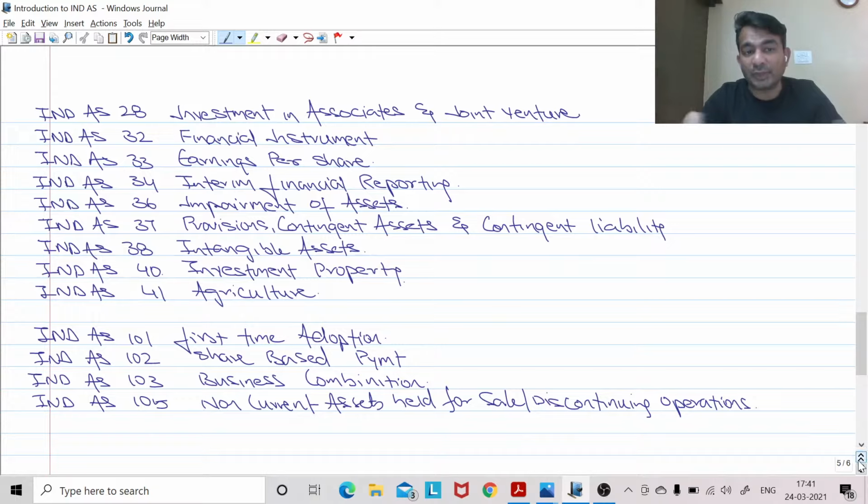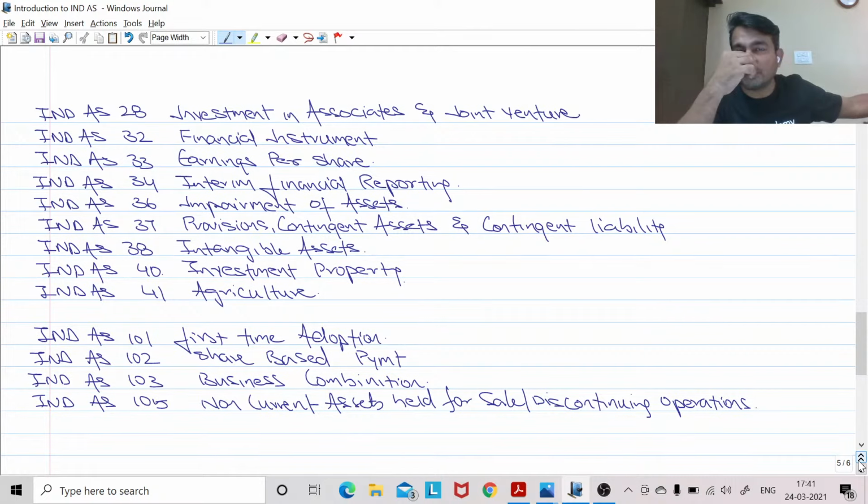IND AS 32, financial instruments. IND AS 33, earnings per share. IND AS 34, interim financial reporting. IND AS 36, impairment of assets. 37, provisions, contingent asset, contingent liability. 38, intangible assets. 40, IP, that is investment property. And 41 is agriculture. Guys, the numbers should be remembered. If I were in front of you I would have asked you: 41 agriculture, 40 IP, 16 PPE, 2 inventory, 7 cash flow statement. You should remember everything like this, okay?